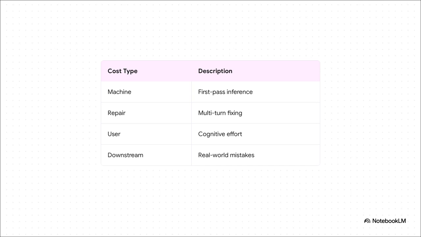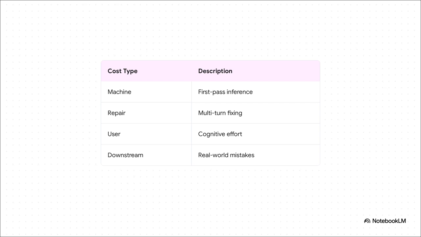The true unit of analysis absolutely must be the entire human-AI interaction loop. This allows us to build out a totally new, much more realistic mathematical equation. To get the true total interaction cost, you take the first-pass machine cost, which is what tech companies optimize for today, and you add the repair cost, the user's cognitive effort, and the cost of any downstream errors. This makes an abstract concept incredibly concrete.